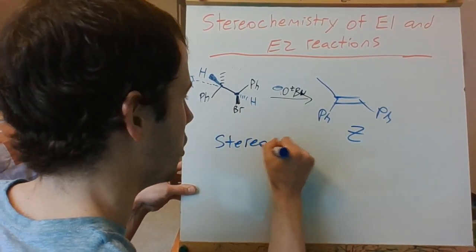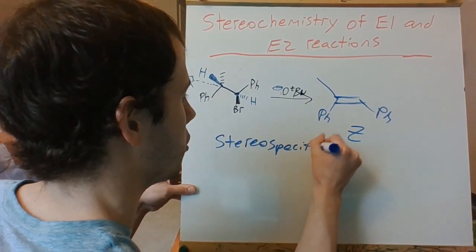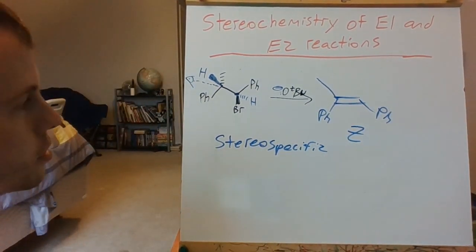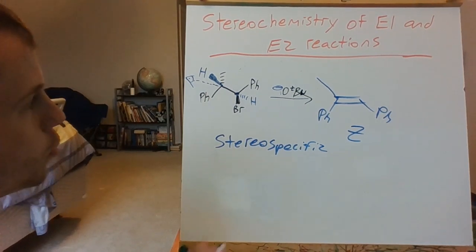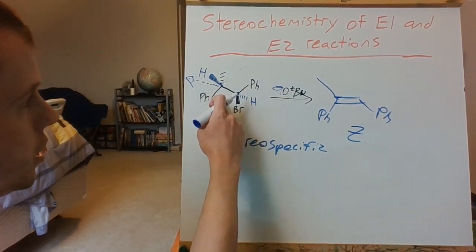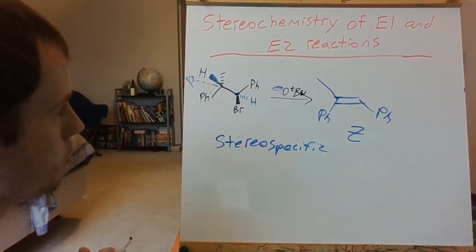It is stereospecific, and we call it stereospecific because we don't have the option of getting E and Z here. We must get Z based on the stereochemistry of the starting material.